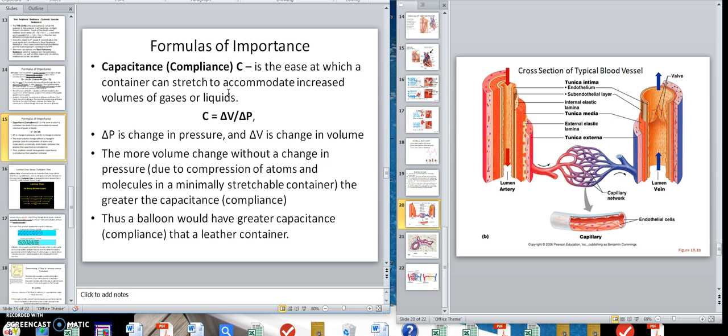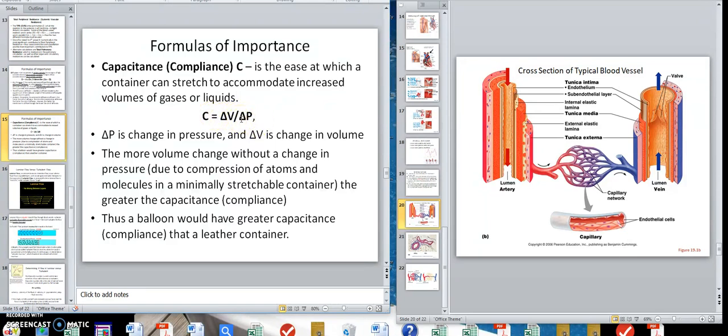But if you take the balloon, it's more stretchable. So therefore, a little bit of pressure can blow it up significantly. Compliance equals change in volume over change in pressure. How much volume change do you get for your pressure? See, that balloon, a little bit of change in pressure blew up the volume a lot. But that leather pouch took a lot of pressure change. So that meant the balloon had better compliance. But capacitance is the same thing. A little bit of pressure, big change in volume.